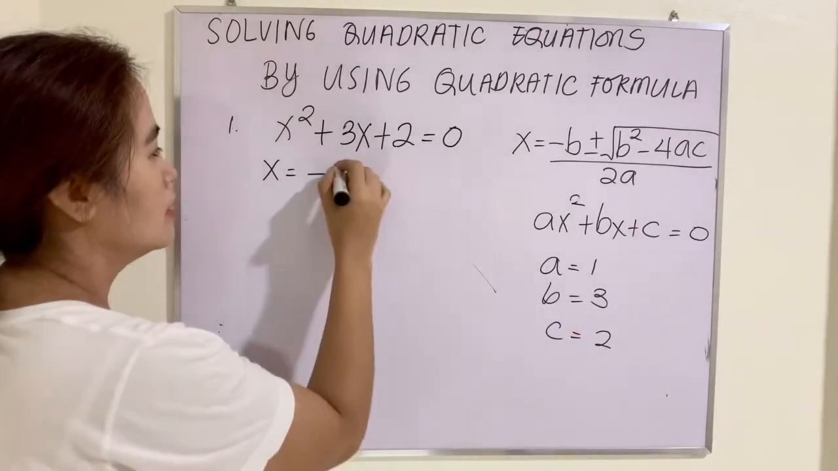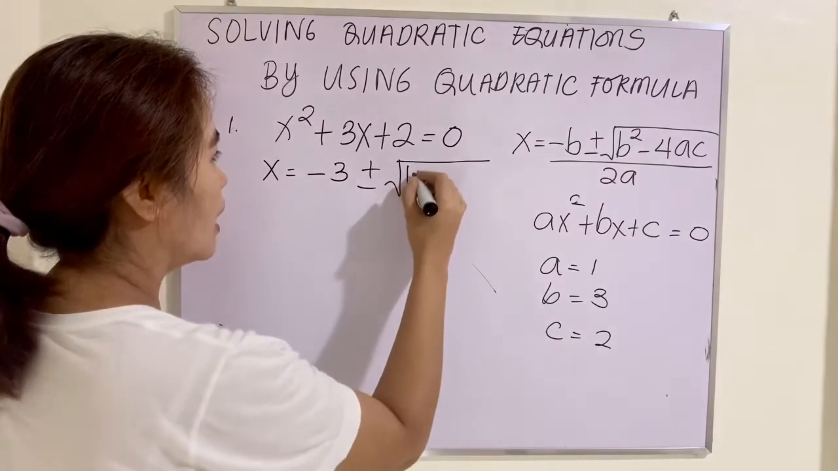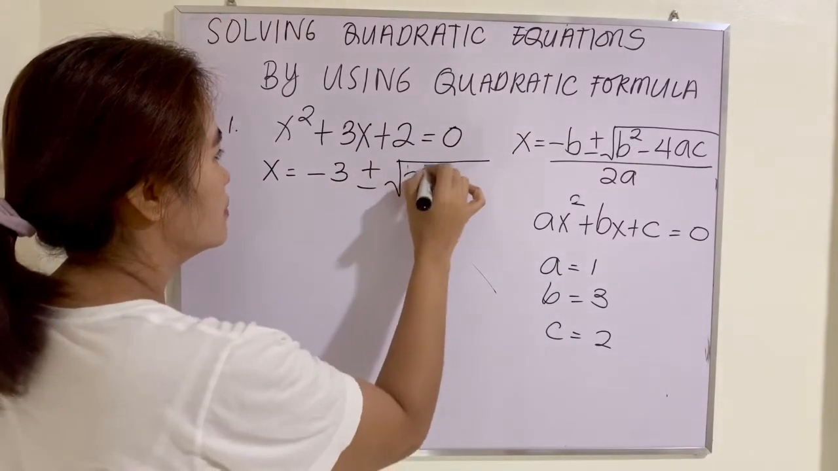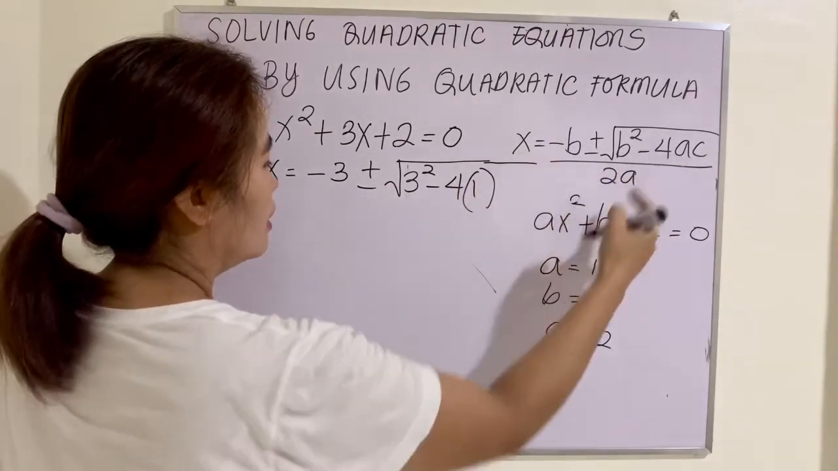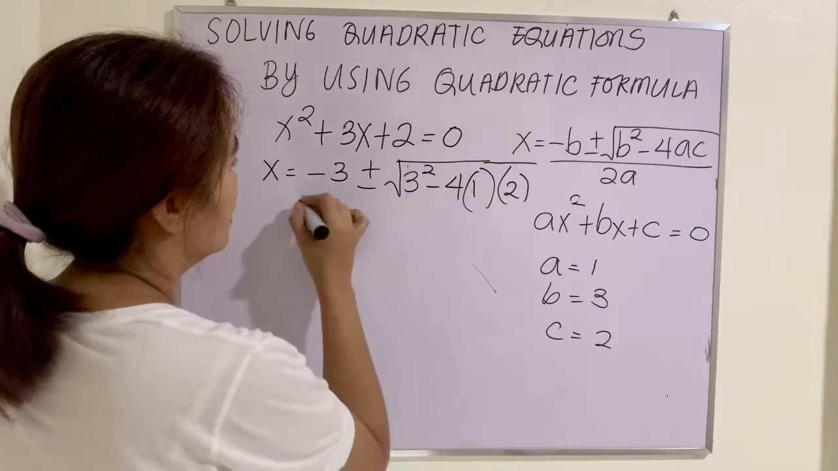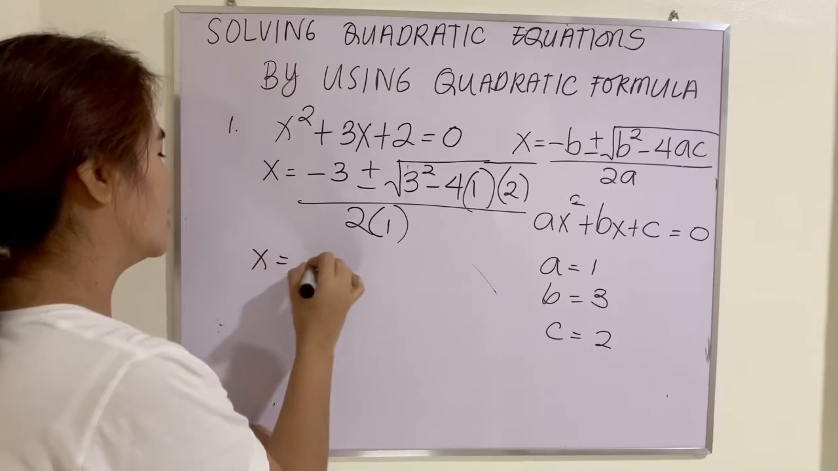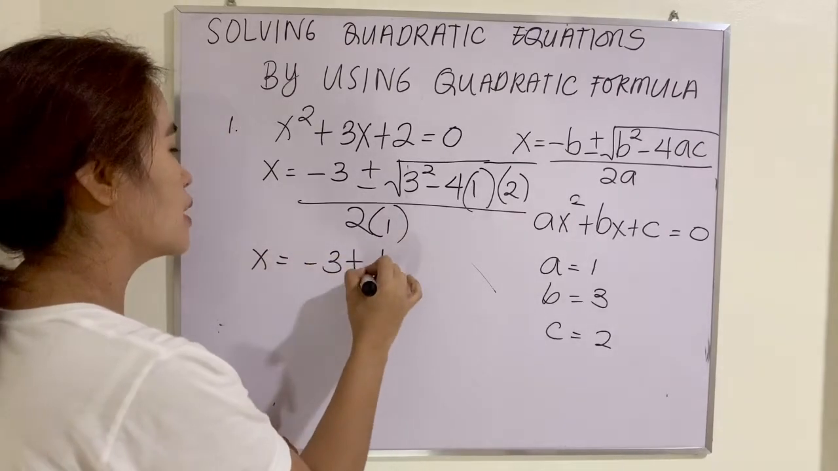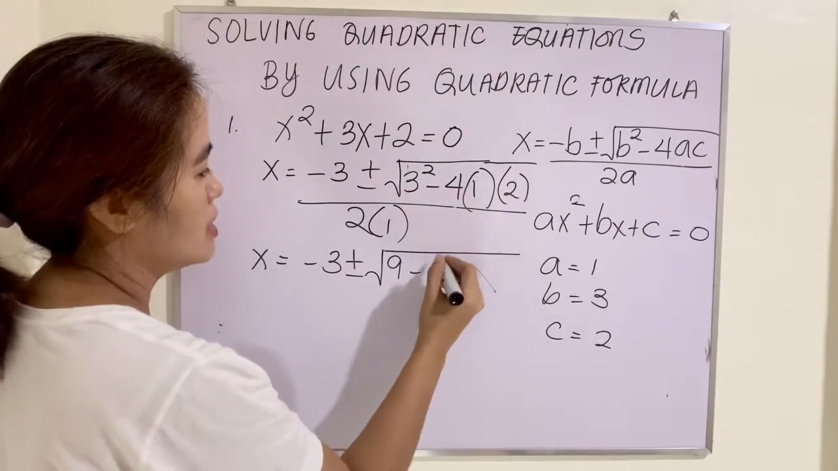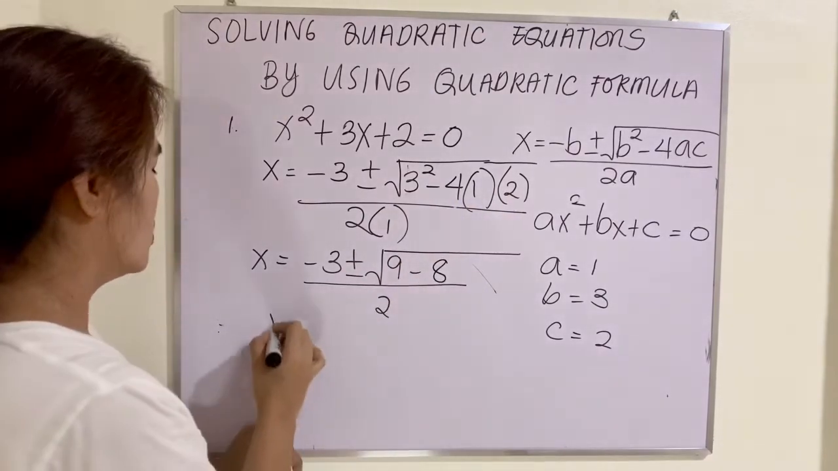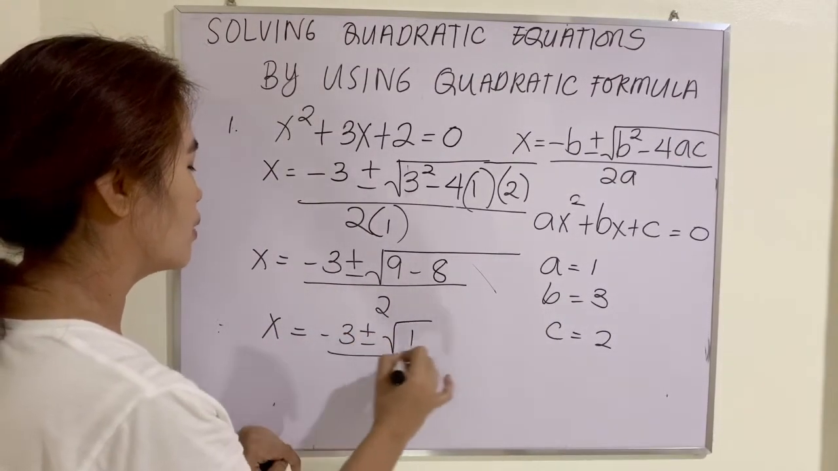So x equals negative 3 plus minus the square root of b, which is 3 squared, minus 4 times a, which is 1, and c is 2, divided by 2 times a, 1. So x is equal to negative 3 plus minus the square root of 3 squared, which is 9, minus 4 times 1 times 2, which is 8, over 2. So x now is equal to negative 3 plus and minus the square root of 1 over 2.